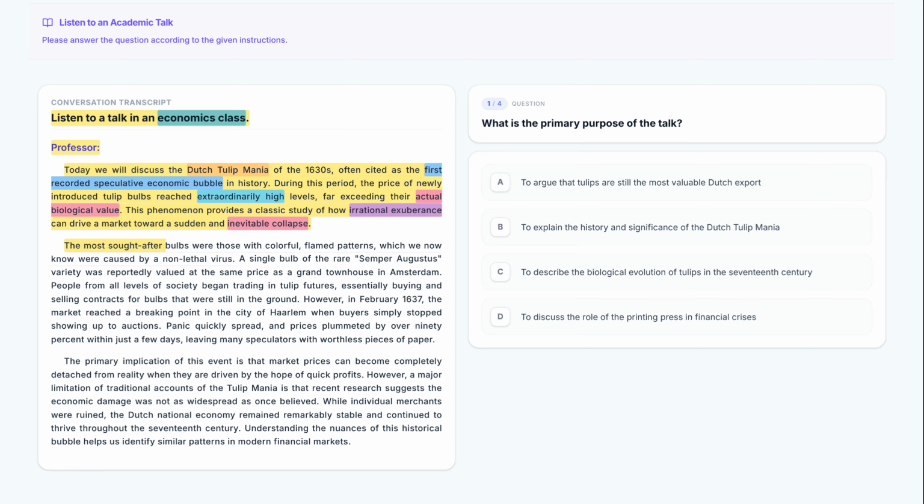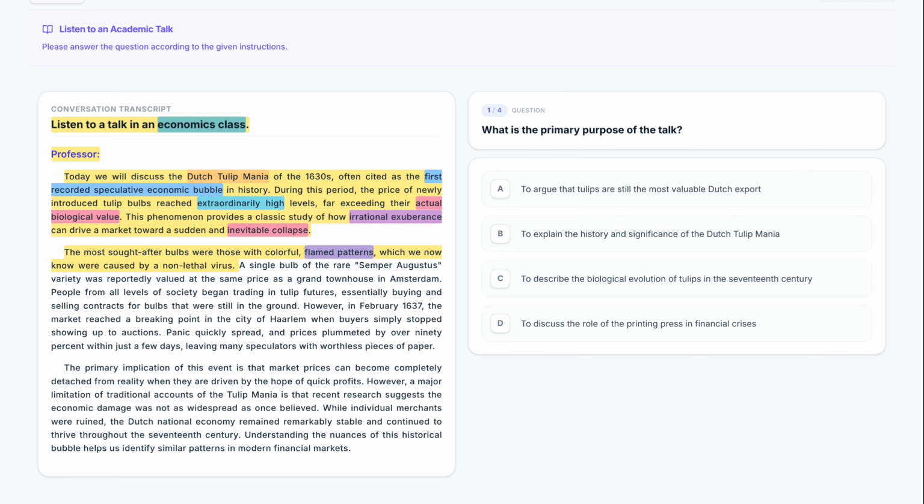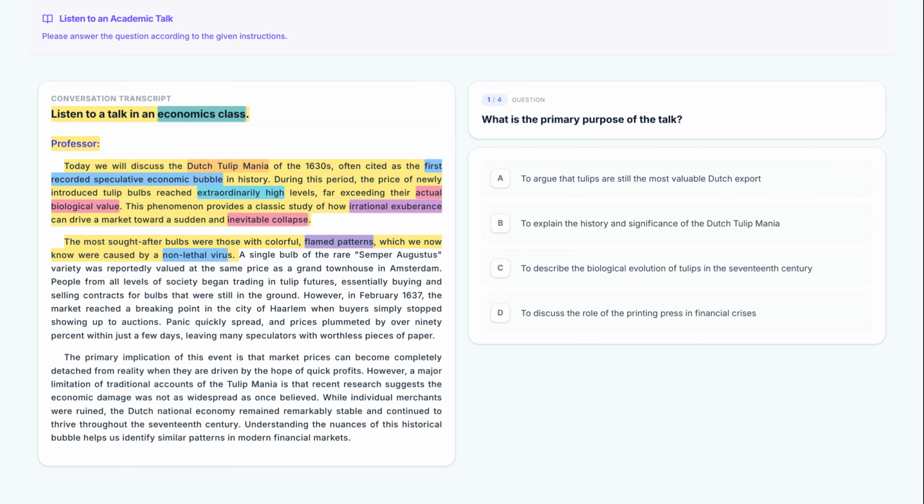The most sought-after bulbs were those with colorful, flamed patterns, which we now know were caused by a non-lethal virus. This sentence provides a scientific explanation for the demand, revealing that the flamed patterns were actually the result of a non-lethal virus. A single bulb of the rare Semper Augustus variety was reportedly valued at the same price as a grand townhouse in Amsterdam. To emphasize the scale of the bubble, the professor compares a single bulb to the price of a grand townhouse in Amsterdam, a vivid example of extreme valuation.